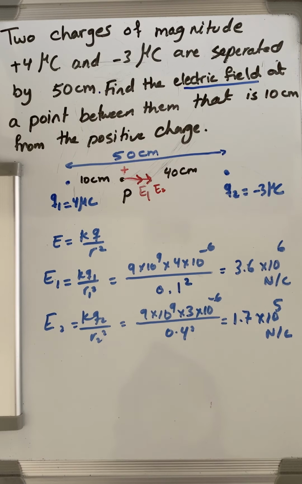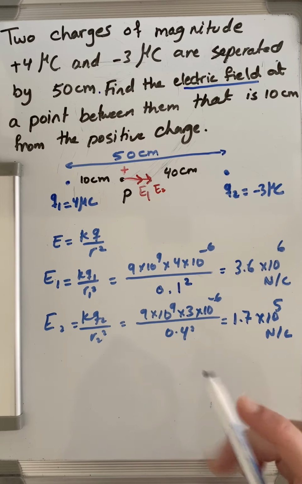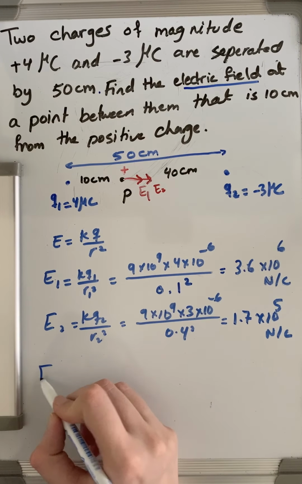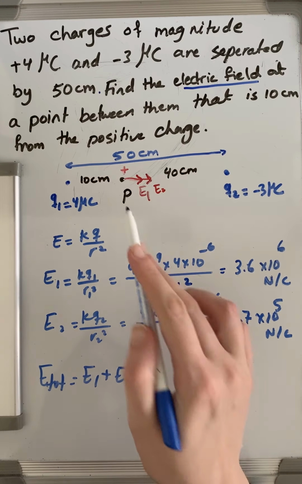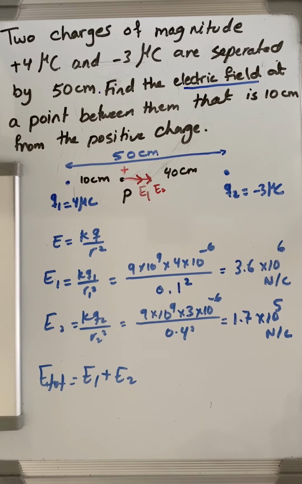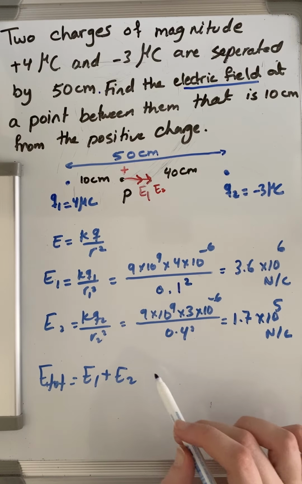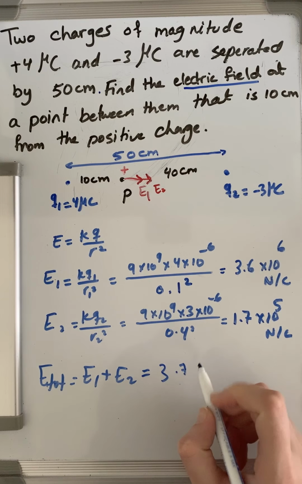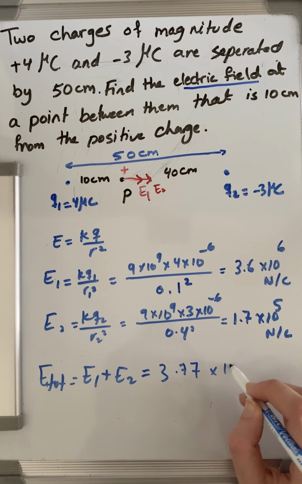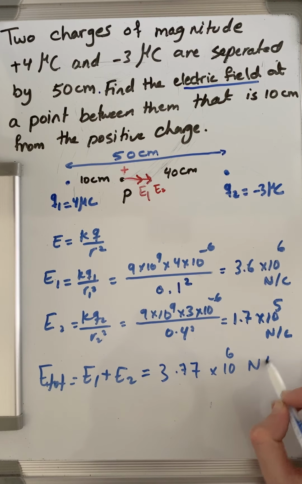Okay, now both are pointing in the same direction as we can see here. So E total will be E1 plus E2. If they were pointing in opposite directions, then you must subtract them. But here, since they are in the same direction, we will simply add them. It's a simple calculation that you can do using your calculators. The total will be 3.77 times 10 to the power of 6 Newton per coulomb.